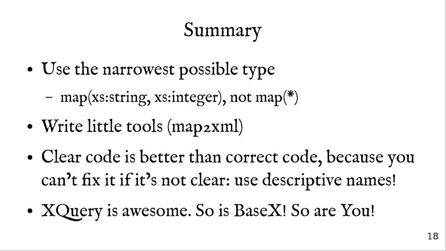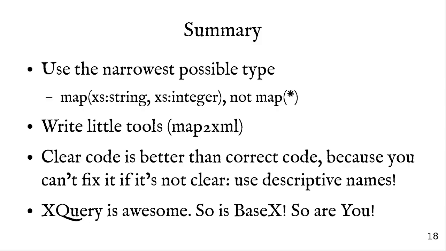Okay. Couldn't get much into a short talk, but here's a summary. One is use the narrowest possible type. This is not a fair summary because it's saying things I didn't say before. But use the narrowest possible type. So don't say map star, say map excess string, excess integer, and you get better type checking. You may get a faster program as well. The optimizer may be able to make use of it. Write little tools like map to XML.